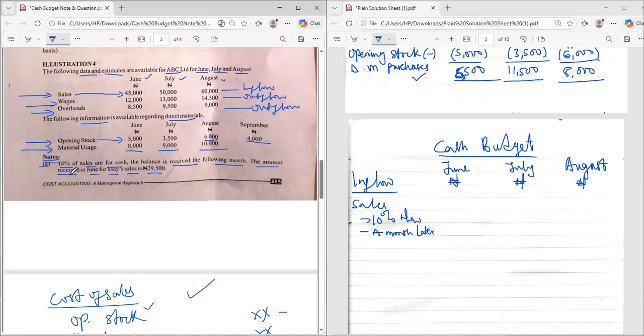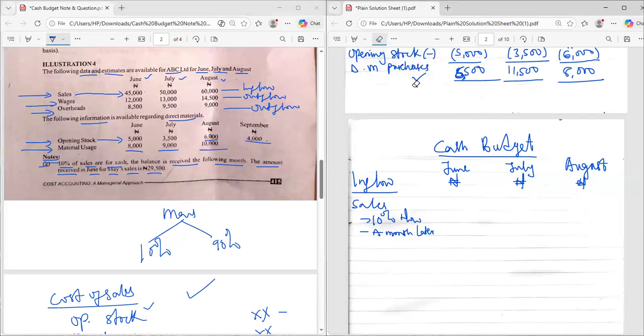Then it says the amount received in June for May sales is 29,500. When we made sales in May, the customer will pay us 10% now, while the balance is 90%. So let me put 90% here so it makes sense.